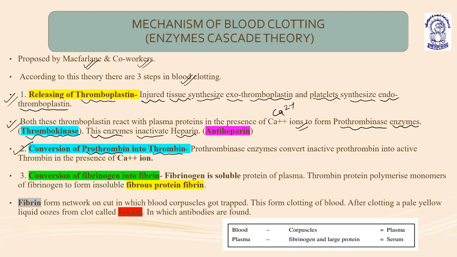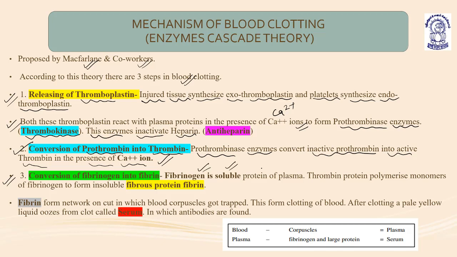Conversion of prothrombin into thrombin. Prothrombinase enzymes convert inactive prothrombin into active thrombin, in the presence of calcium divalent cation. So the conversion of prothrombin into thrombin takes place in the presence of thrombokinase. Okay, thrombokinase or prothrombinase enzyme will convert inactive prothrombin into active thrombin in the presence of calcium divalent cation. Conversion of fibrinogen into fibrin.